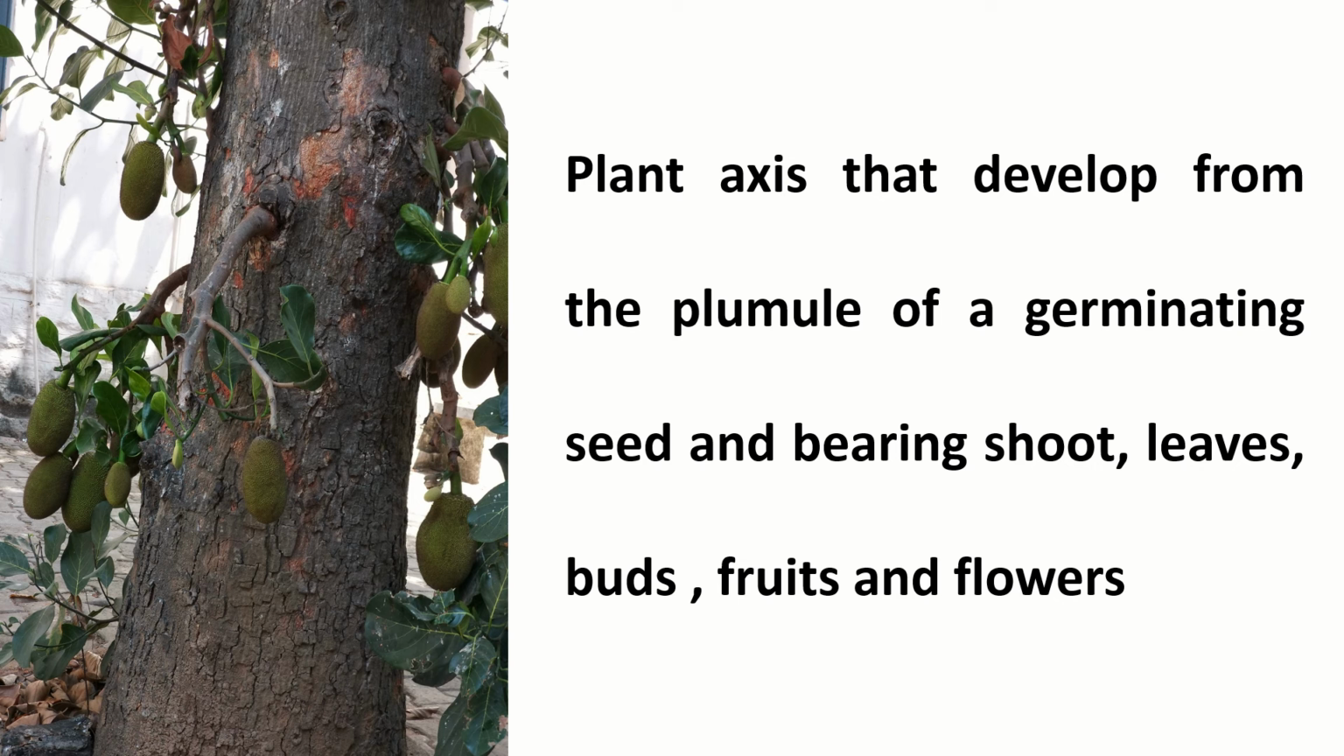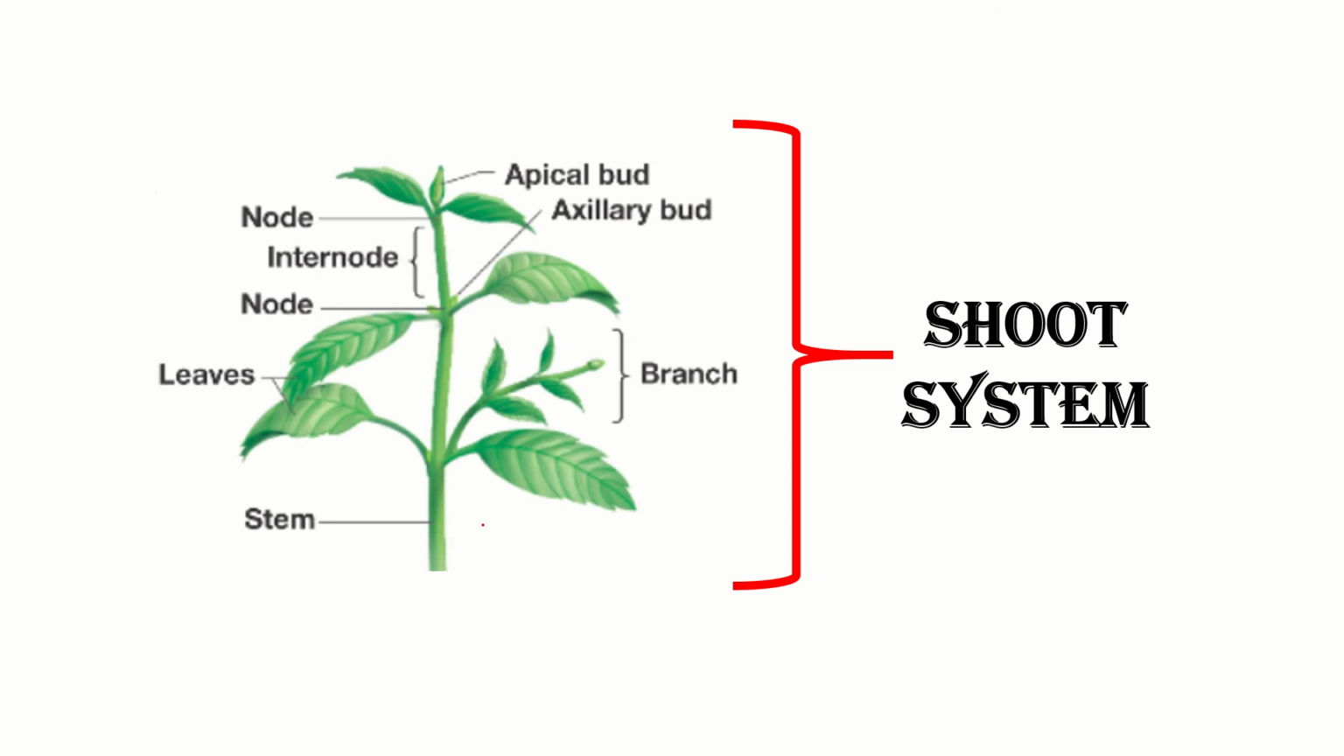So a STEM can be defined as a plant axis that develops from the plumule of a germinating seed and bearing shoots, leaves, buds, fruits and flowers. We all know that suppose this is a germinating seed, a plumule gives rise to the shoot system and radicle gives rise to the root system.